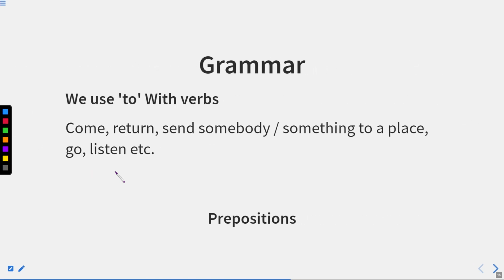Now, we use "to" with verbs. What kind of verbs? Come, return, send somebody something to a place, go, listen, etc. Now, we always use listen with the preposition "to". We cannot say listen me. No, it should be listen to me. I did not listen to her. I cannot say I did not listen her. No, that is incorrect. I did not listen to her. Listen is always followed by the preposition "to".